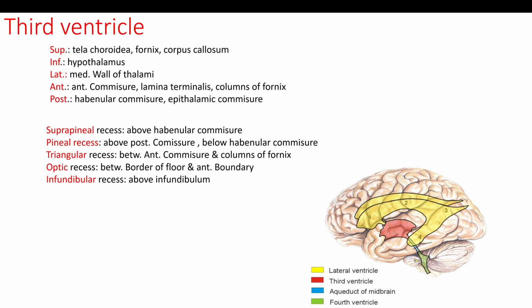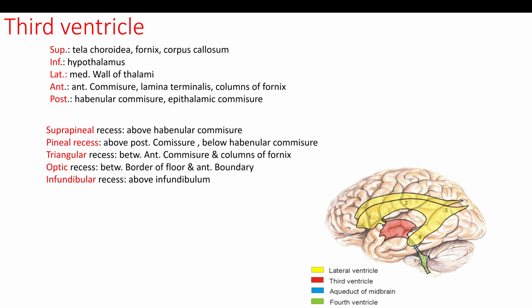And there's the third ventricle, empty space filled with cerebrospinal fluid, and situated within the diencephalon, located between the thalami. The third ventricle has 6 walls. Superior wall is composed of tela choroidea, fornix, corpus callosum. Inferior wall composed of hypothalamus. Lateral wall composed of the medial wall of thalamus. Then there's the anterior, composed of anterior commissure, lamina terminalis, and columns of fornix. Posterior, composed of habenular commissure and thalamic commissure.